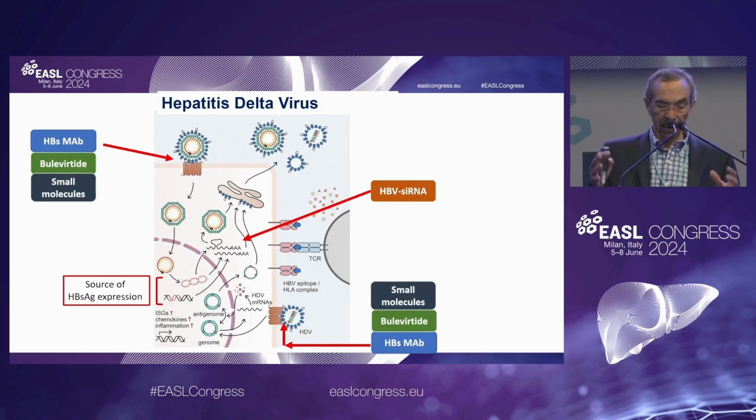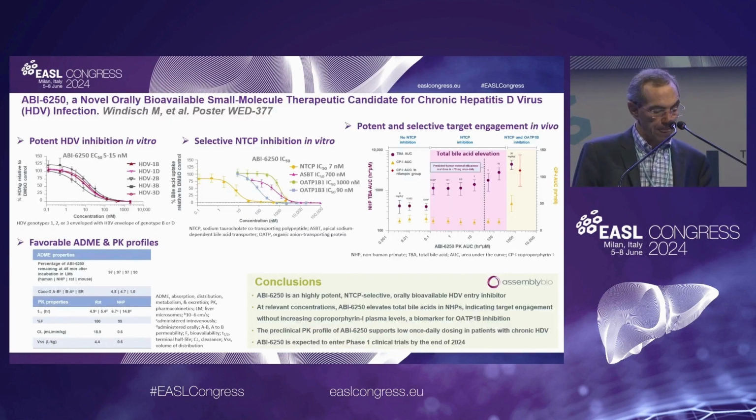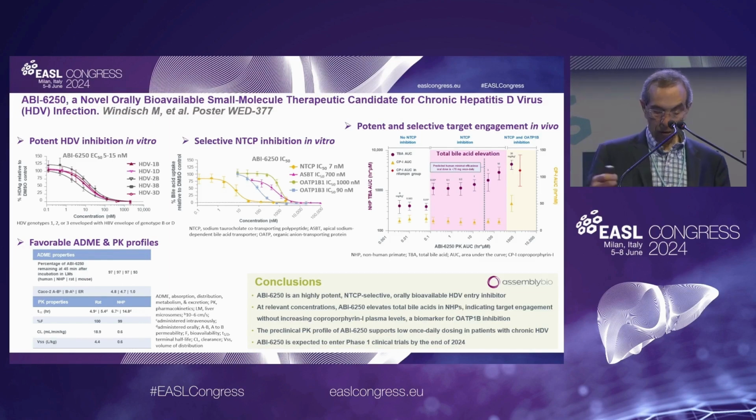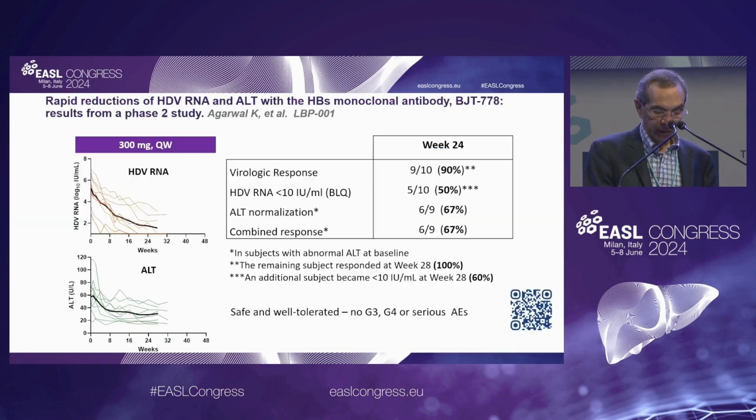Regarding hepatitis Delta, I'll focus my presentation on strategies to treat hepatitis Delta and potentially cure it with either entry inhibitors, neutralizing antibodies, or siRNA. First of all, a very novel approach, a novel orally bioavailable small molecule inhibiting viral entry, ABI-6250, which was shown to be highly potent and NTCP selective as an entry inhibitor, and the PK profile in the preclinical model supports a low once daily dosing in patients with chronic hepatitis Delta. We are expected to see the phase 1 trial by the end of the year.